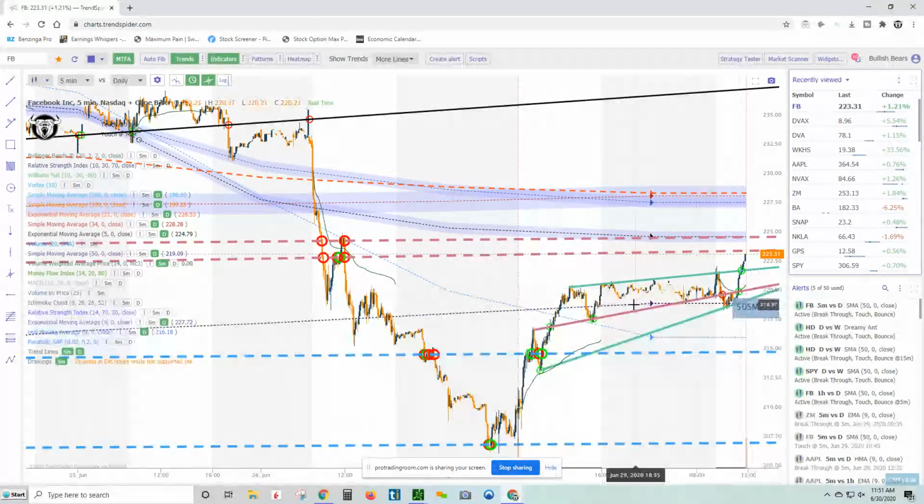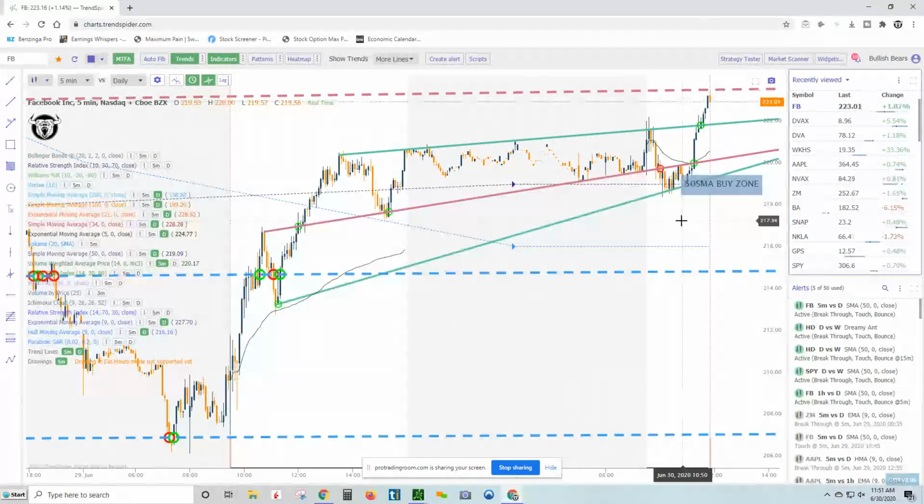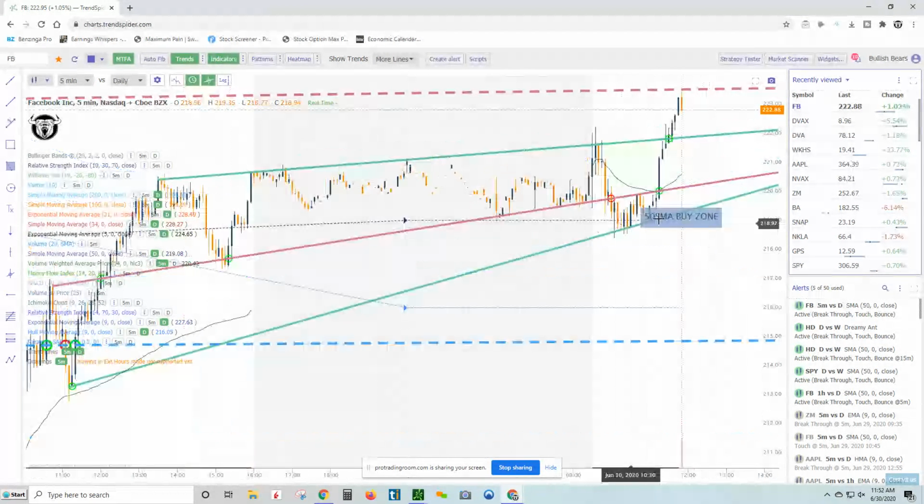Another play we could have done today, we could have sold puts. If you're taking our next level training content that's teaching you how to actually trade credit spreads and debit spreads, you might have traded a bull put spread here. So you would have sold something like the 215 puts that expire this week or next week, and you would have bought maybe the 210s or the 212.50s if they have those. I think Facebook is one of those that's every 2.50.